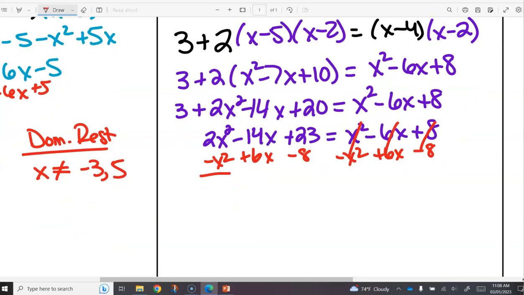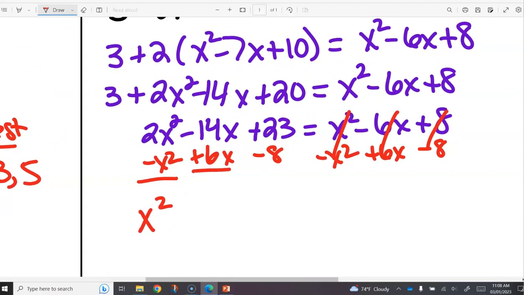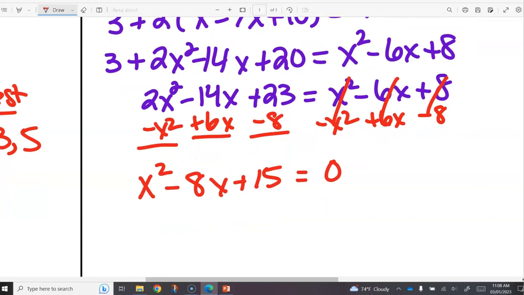So 2x squared minus x squared is now just x squared. Negative 14 plus 6 gives me negative, oh, what is that? Not 12. Yes, it is 8. Negative 8x. And then 23 minus 8 gives me, what is that? 15. Well, that's nice. I like this. That was a lot of work, but we like x squared minus 8x plus 15. Yeah. Negative 3, negative 5.